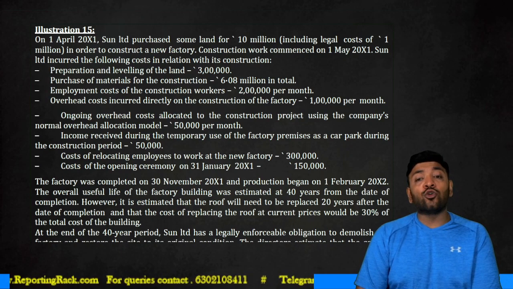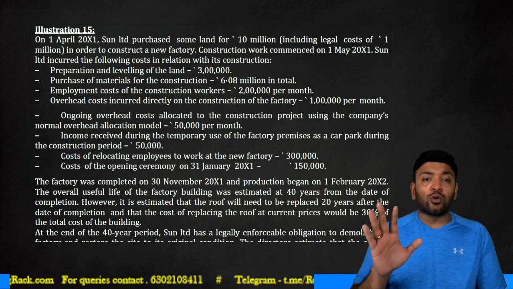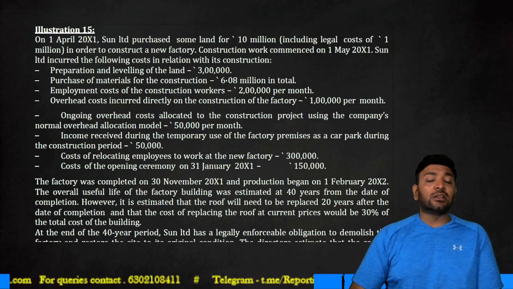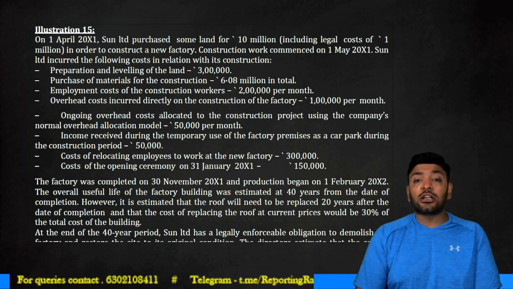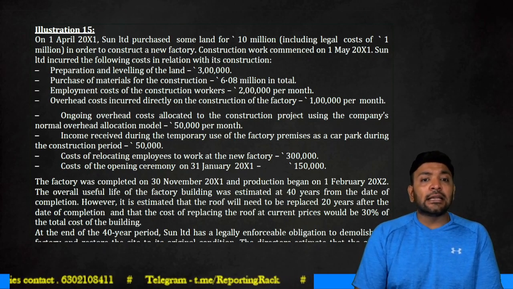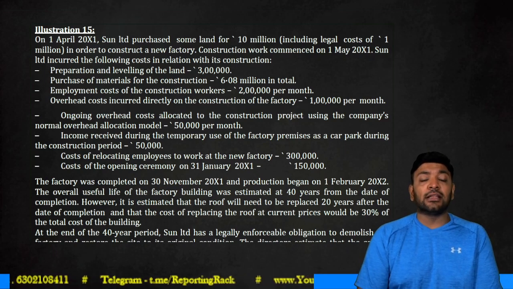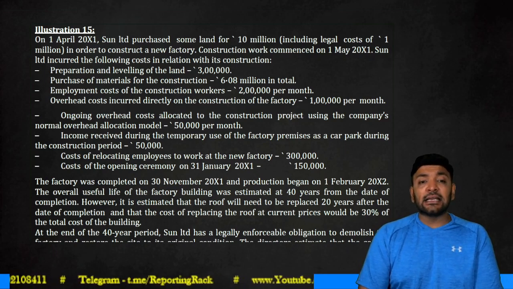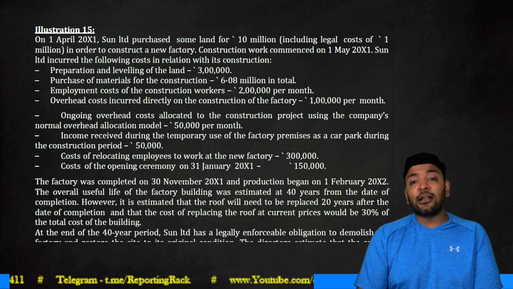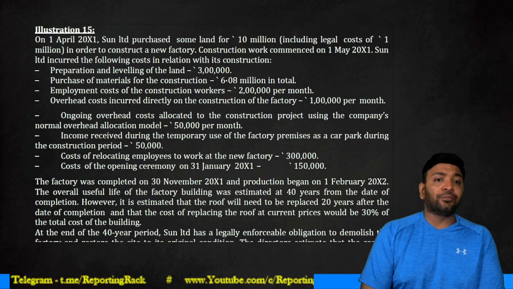Guys, these are ongoing overheads. That means they are general overheads and they have to be excluded from the cost of construction. So this 50,000 rupees per month is not supposed to be included into the cost of the asset. Income received from temporary use of factory premises as car park during the construction period. Guys, this income received has to be credited to P&L and has nothing to do with your cost of construction.